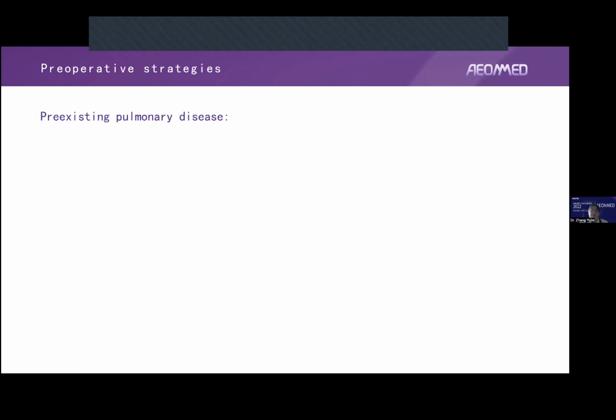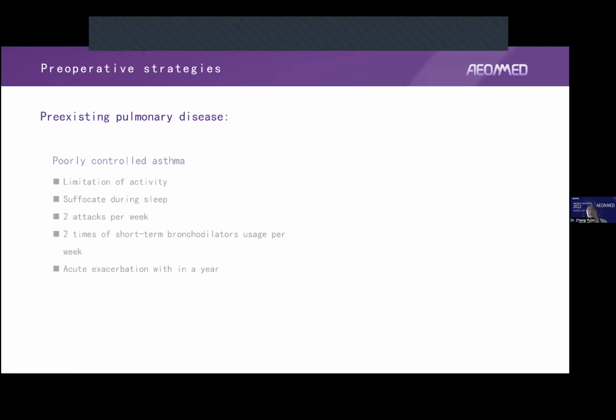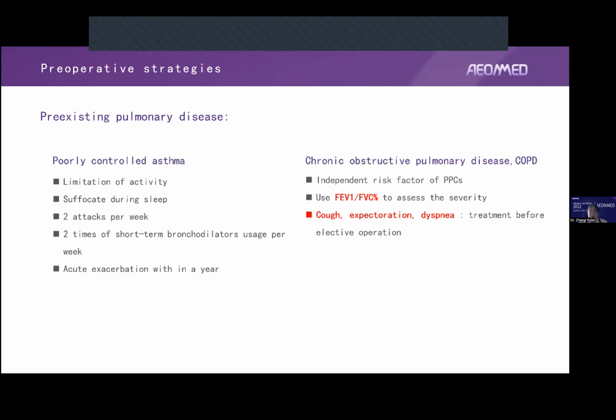And of course, pre-existing pulmonary disease can also cause an exacerbation of the PPCs. We need to control it or give extra examinations before the surgery. They include, first, poorly controlled asthma, which may lead to severe hypoxia during or after operation. And that should be treated before any elective surgery.